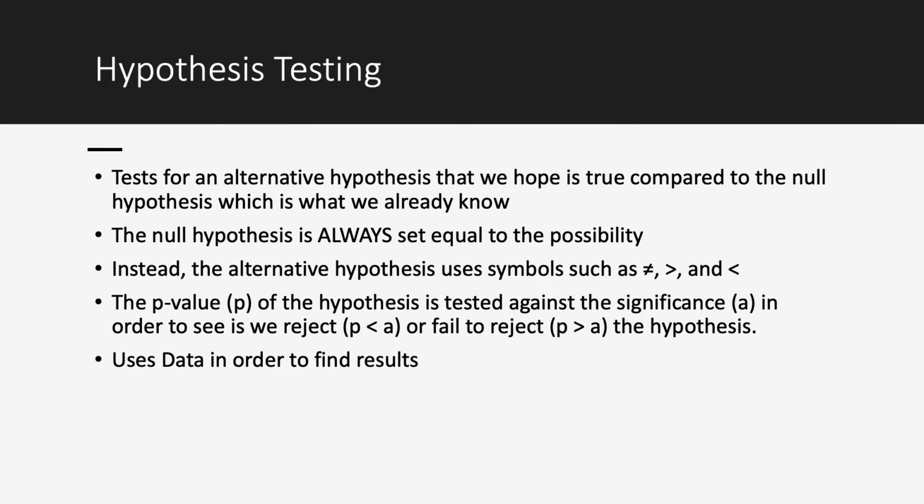Hypothesis testing tests for an alternative hypothesis that we hope is true compared to the null hypothesis, which is what we already know. The null hypothesis is always set equal to the possibility. Instead, the alternative hypothesis uses symbols such as unequal to, greater than, and less than. The p-value of the hypothesis is tested against its significance in order to see if we reject or fail to reject the hypothesis, and uses data in order to find results.